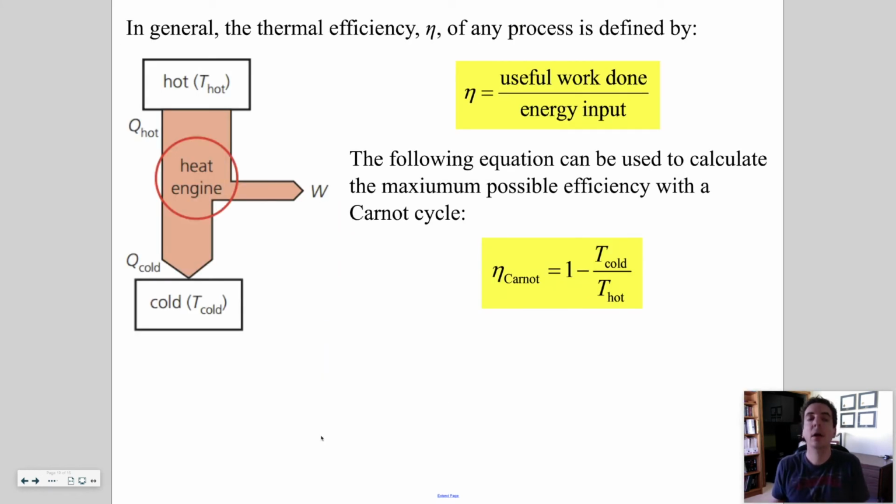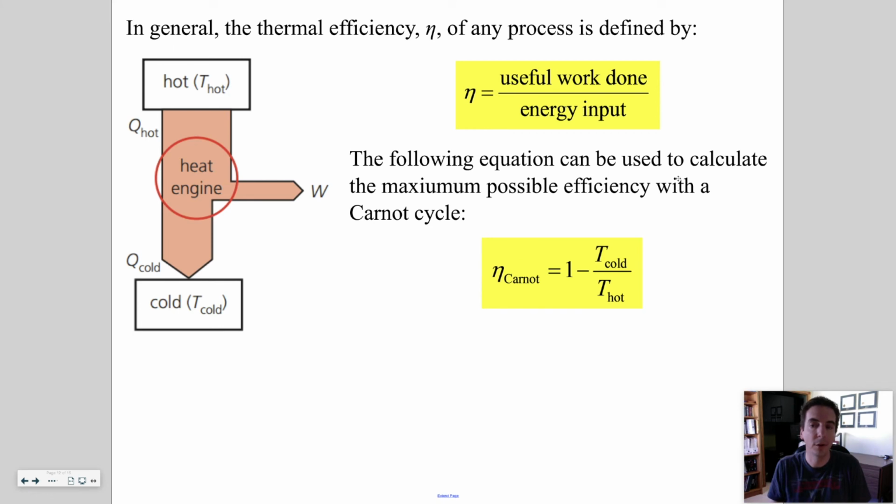In general, the thermal efficiency, represented by lowercase n, of any process is defined as, well, this is probably pretty easy from Science 10. When we first learned this, we just put EFF for efficiency, but it's basically output divided by input: useful work done divided by the energy you put in. This is one of those things in an IB physics course where unfortunately they just give you a formula: here it is, go use it.